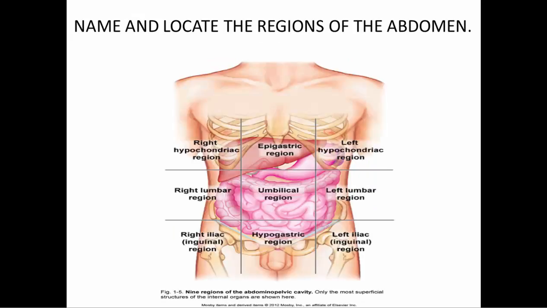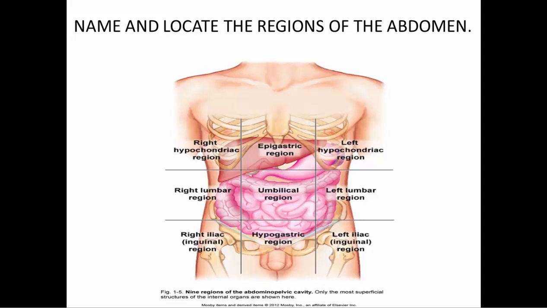Okay, so we also want to be able to name and locate the regions of the abdomen. When we're looking at someone's abdomen, we can describe where organs are found, or if somebody was describing pain they had in their abdomen, we could note the pain in terms of where it's actually occurring. And so here are the regions of the abdomen.